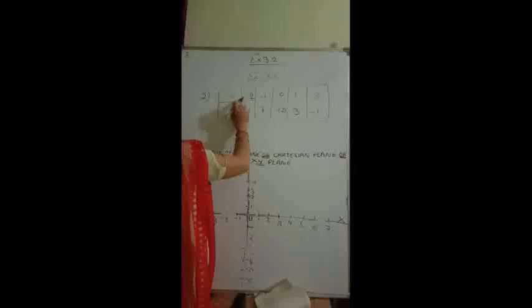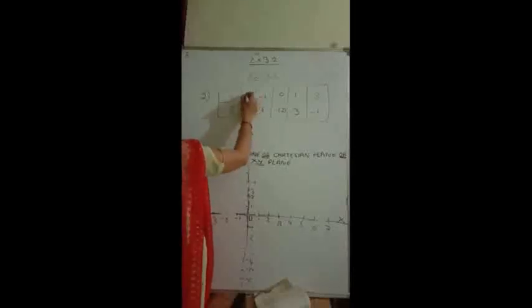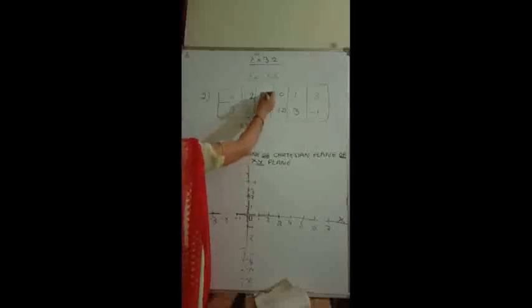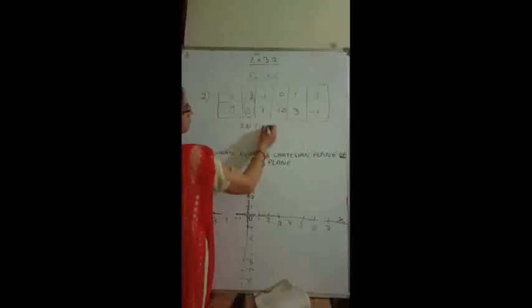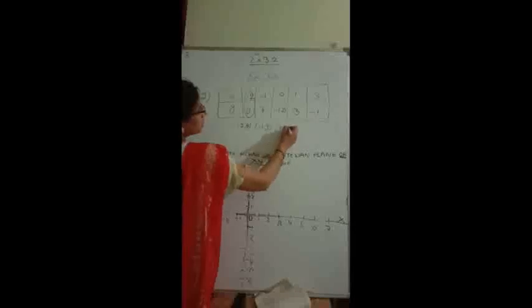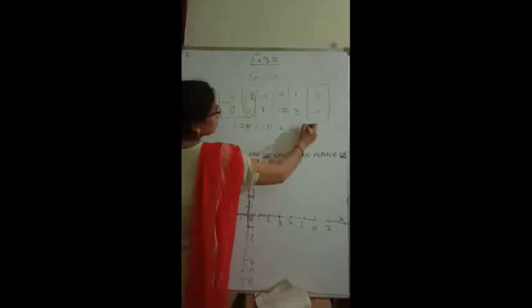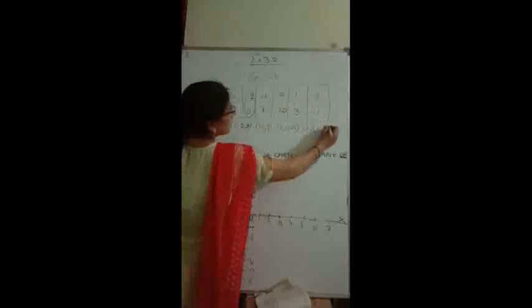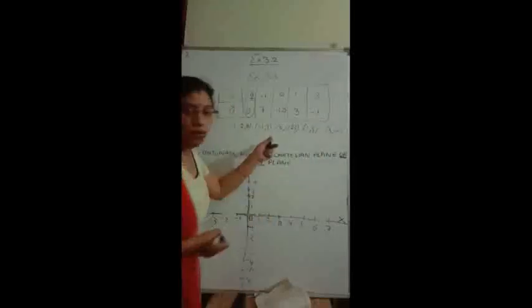So see, we have to take 1 x and 1 y. First coordinate is this pair. This is minus 2 comma 8. Then we will take minus 1 comma 7. Then we will take 0 comma minus 1.25. Then we will take 1 comma 3. Then we will take 3 comma minus 1. These are the points we have to take.